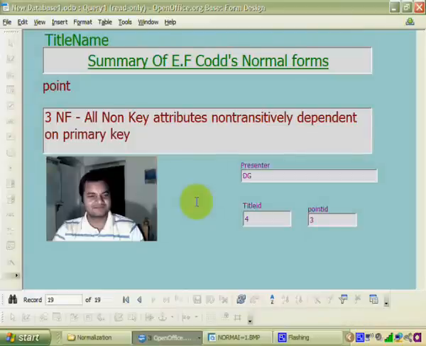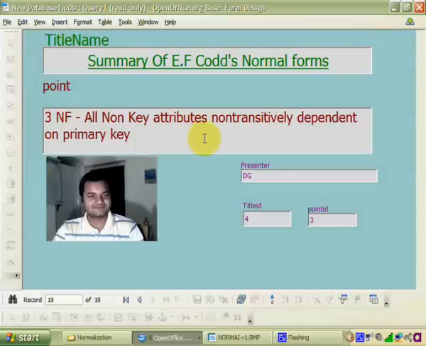The third normal form states that all non-key attributes should be non-transitively dependent on the primary key. These are not statements, these are summaries. These summaries I took from the IBM site, and these are the summarization of the normal forms, what they essentially mean.